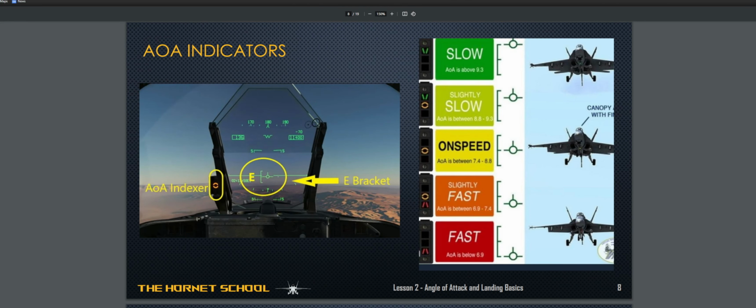AoA indicators. You have the AoA indexer on the left side of your HUD, and inside the HUD display, you have the E bracket that will appear when the landing gear is lowered. You can see visually, slow is represented by an upside down green arrow. Slightly slow, and you'll see the meatball and the green arrow. On speed, you will only see the yellow meatball. Slightly fast, and you will have an upward pointing red arrow with the meatball. And if you're fast, you'll have just the red arrow.